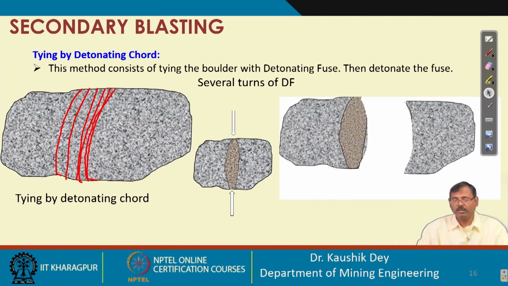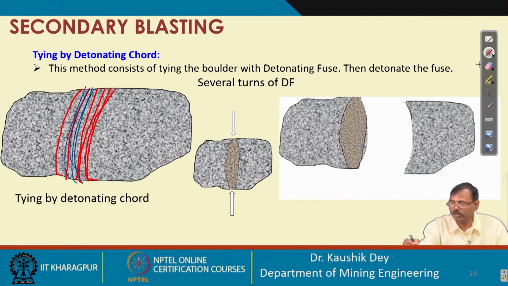The fourth one, which is very unique, is boulder blasting by tying with detonating fuse or detonating cord. Here, with big boulders, a number of detonating fuses are wrapped around the boulder. Around that boulder, a number of turns of the detonating fuse are wrapped.